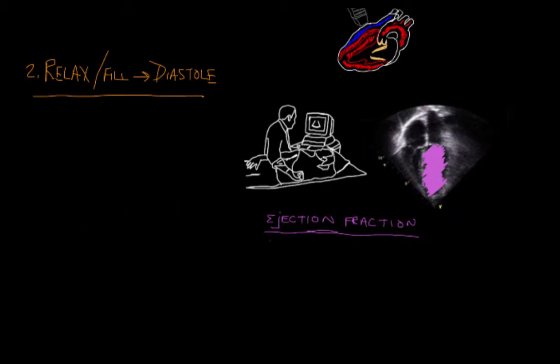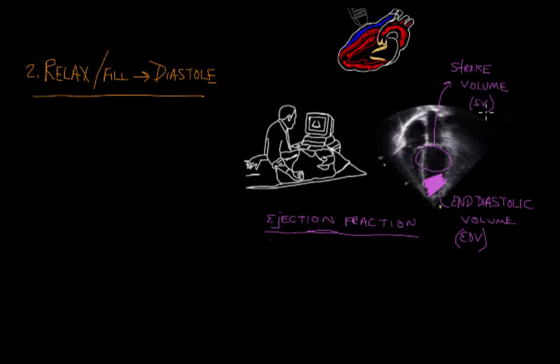And we'll call this our end diastolic volume, EDV. And with each squeeze of the heart, we pump a certain percentage of that out. So let's say with a squeeze or a systole, we pump out, say, 60% of that. That volume of blood pumped out, we'll call that a stroke volume, SV. And the ejection fraction is just your stroke volume over your end diastolic volume.